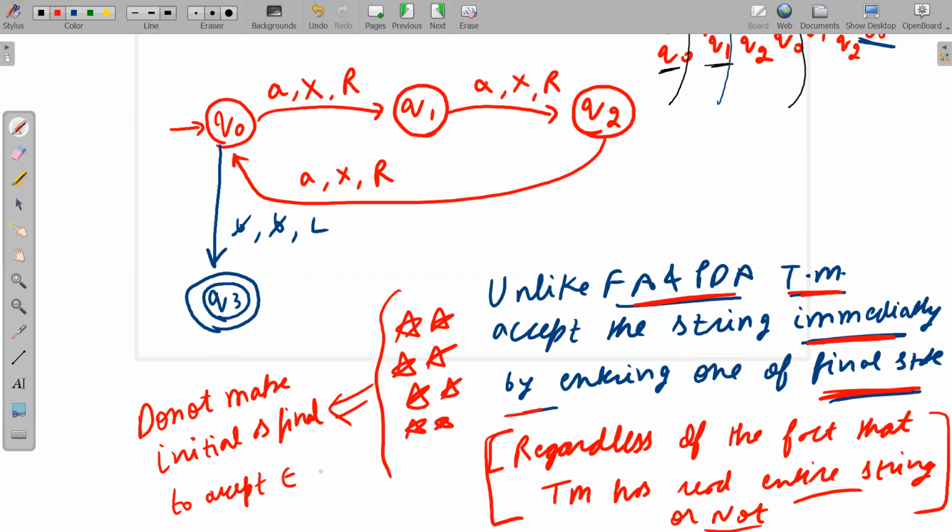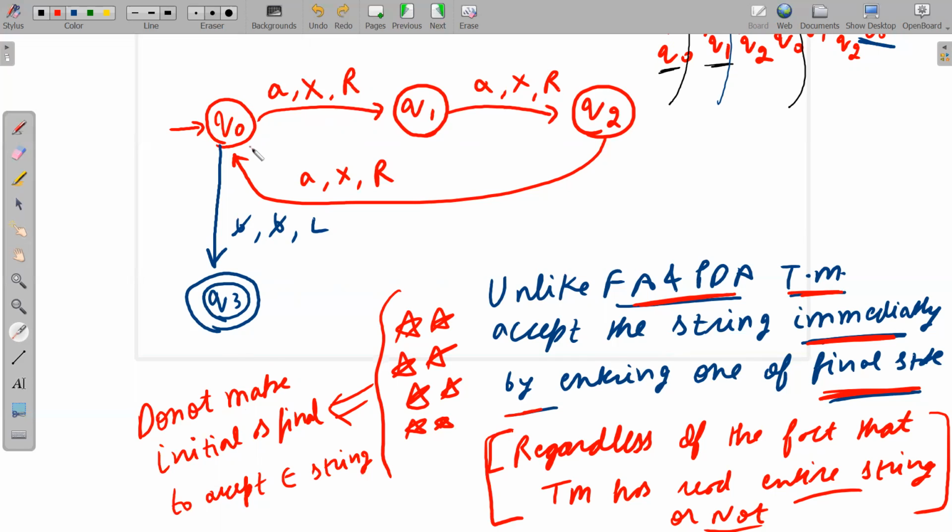To accept the null string, what I want to say here is, directly and indirectly, if you make this initial state as final, then it will blindly accept each and every string, regardless of the string. So please do not make the initial state final to accept the null string. I hope I have made the point clear to all of you.